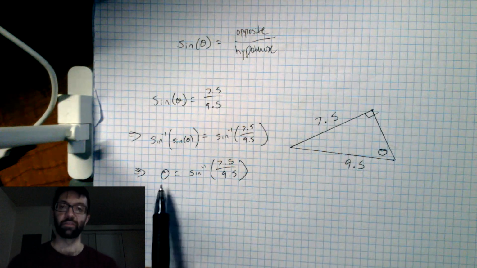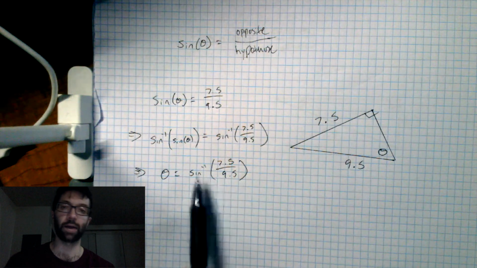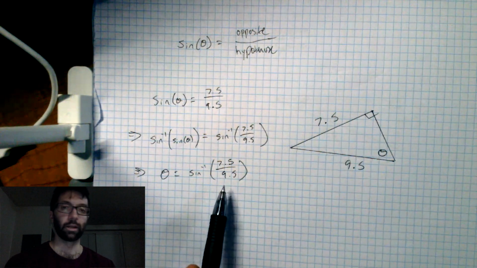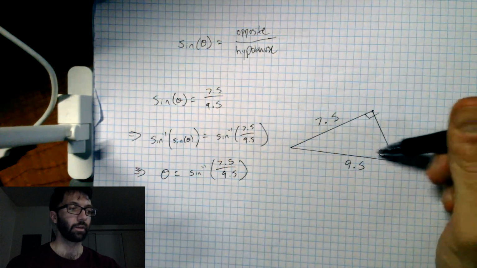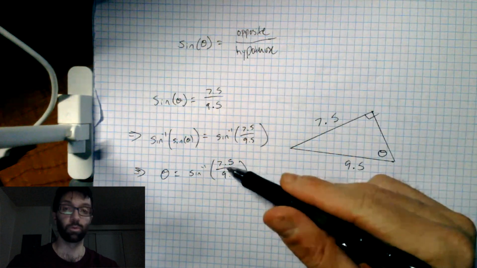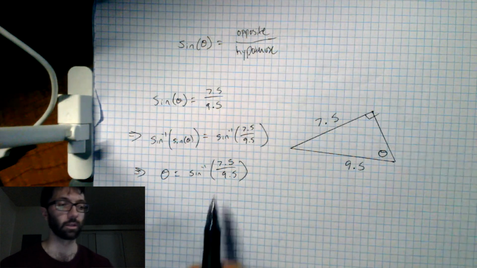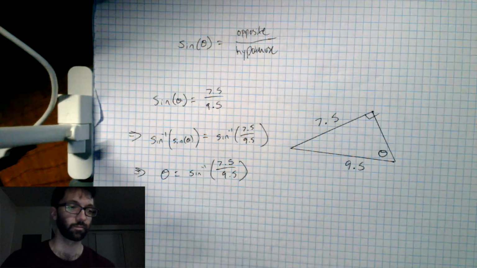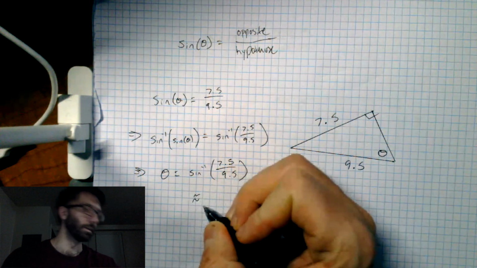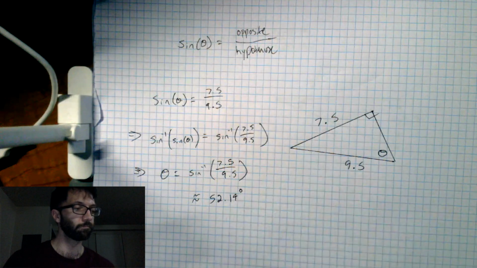And then now that we have theta isolated all by itself, this here is what you're going to want to type into your calculator. And basically what that does is you're asking your calculator, if I have an opposite over hypotenuse ratio of 7.5 divided by 9.5, then what must my angle be in the right triangle? That's basically what you're asking your calculator to calculate for you. And it turns out that that is about 52.14 degrees.